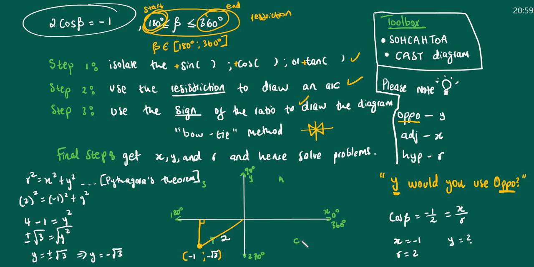I hope that that is clear. So it's three steps. Isolate the ratio. Use the restriction to draw an arc. Use the sign of the ratio to draw the diagram. Then simply get your x, y, and r.